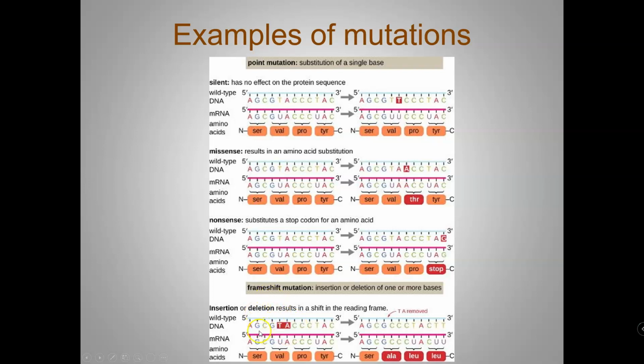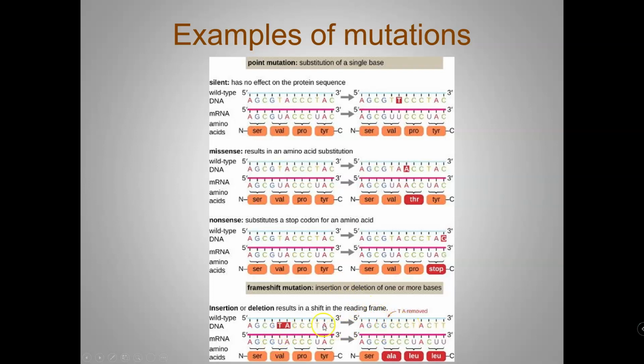Frame shift mutation. So everything in DNA gets read 3 letters at a time. Everything in RNA gets read 3 letters at a time as well. So in this DNA, what happened was a deletion. Actually, 2 letters were deleted. The T and the A went bye-bye.